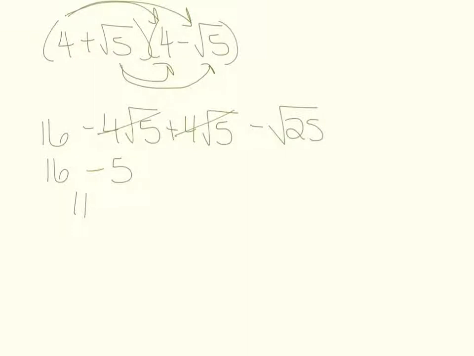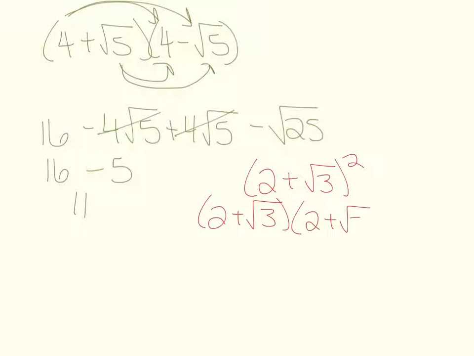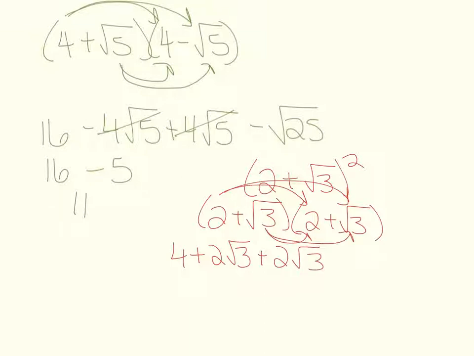What if I have 2 plus the square root of 3 squared? Well, this means 2 plus the square root of 3 times 2 plus the square root of 3. So we're going to do just like we've done two binomials. We're going to multiply. 2 times 2 is 4. 2 times the square root of 3 is 2 root 3. Same thing here. 2 times the square root of 3 is 2 root 3. Square root of 3 times the square root of 3 is square root of 9.